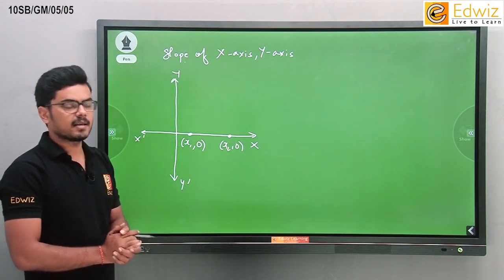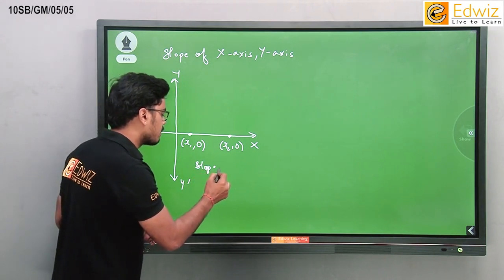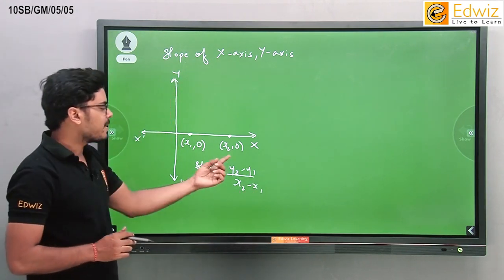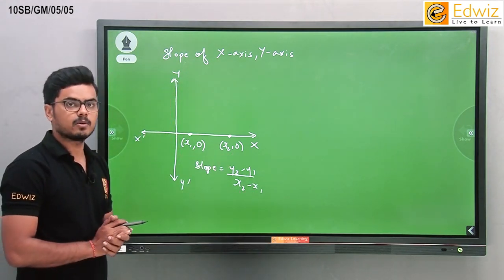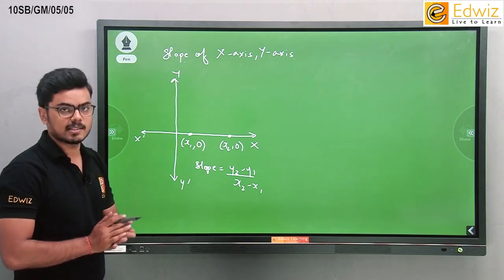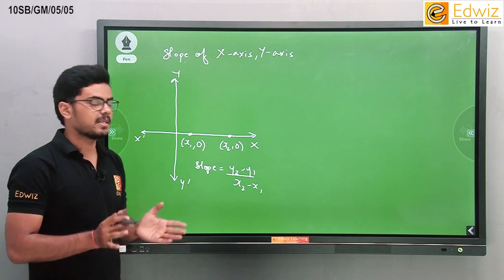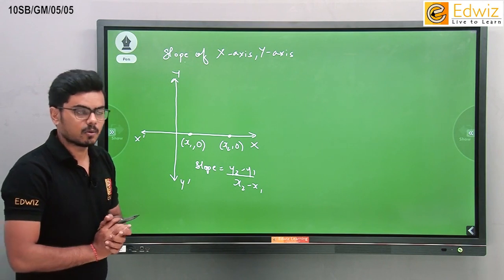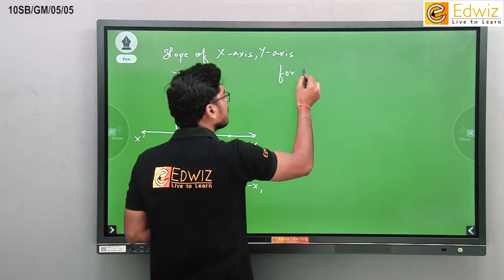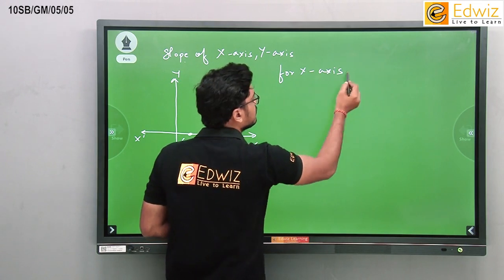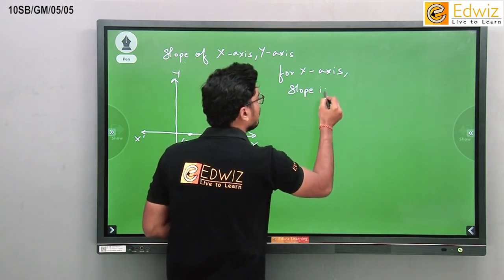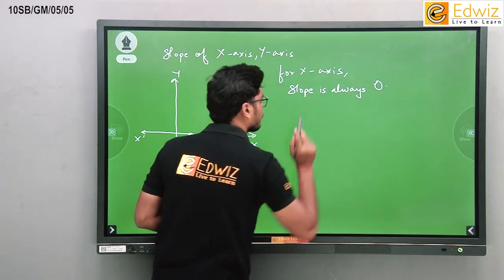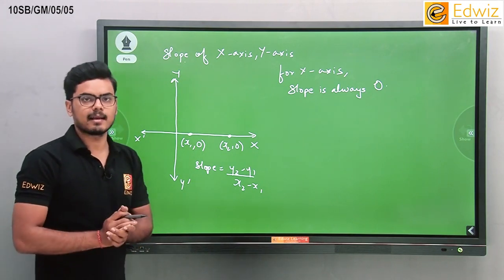Now if I want to find the slope, the formula is y2 minus y1 divided by x2 minus x1. So here y2 minus y1 is nothing but 0 minus 0. So whatever value comes in the denominator, the numerator will always be 0. That means if the line is the x-axis, the slope of that line is always equal to 0. Okay? For the x-axis, the slope is always 0. Always 0.